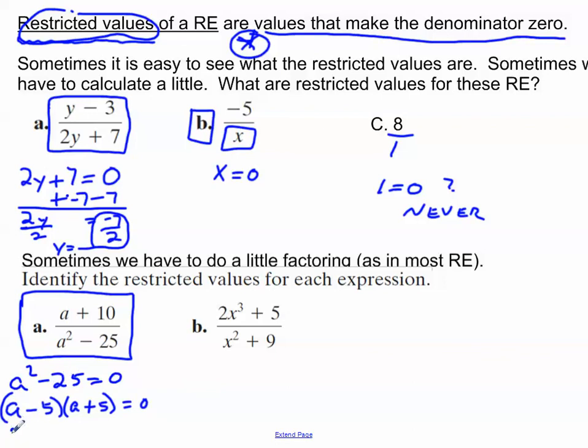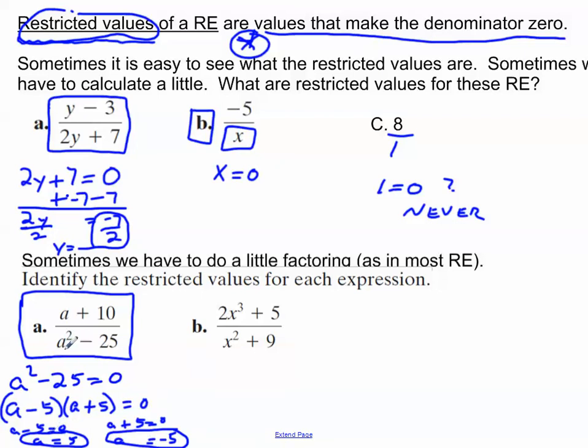So then we say that either a minus 5 equals 0, or a plus 5 equals 0, and if either of those situations happen, we have a restricted value. By adding 5 over here we get a equals 5, by subtracting 5 on both sides we get a equals negative 5. So really down here we've got two different situations. A equals negative 5 or a equals positive 5 will get us division by 0, and those then are restricted values.